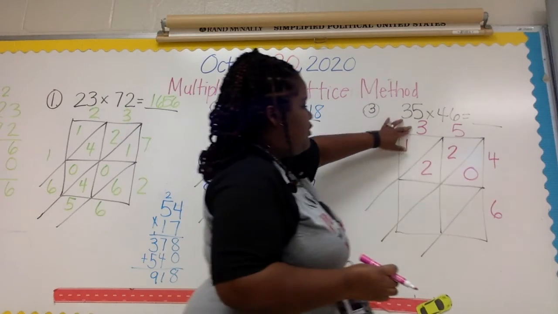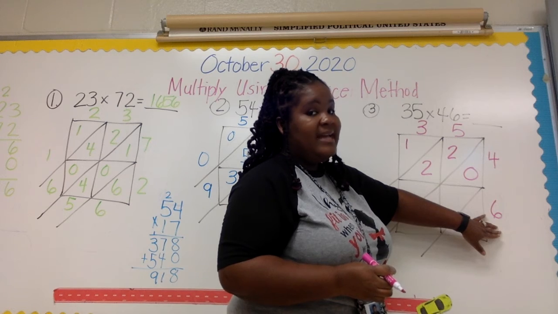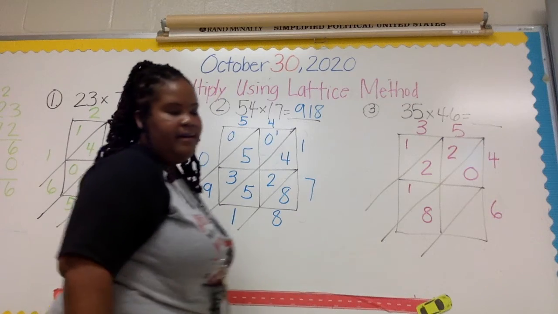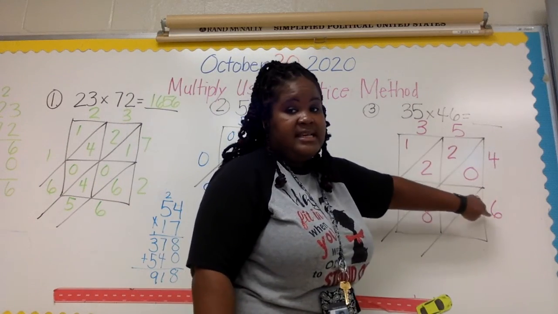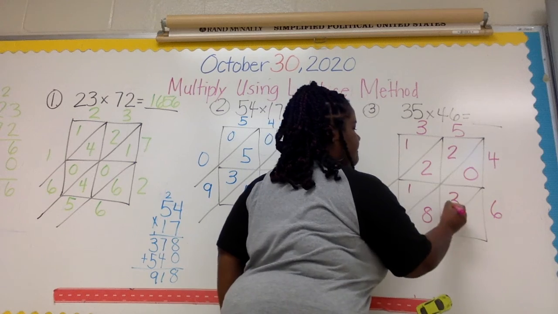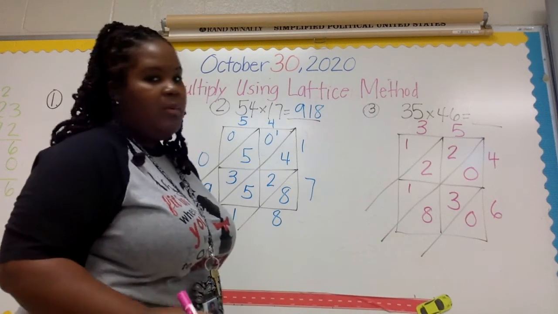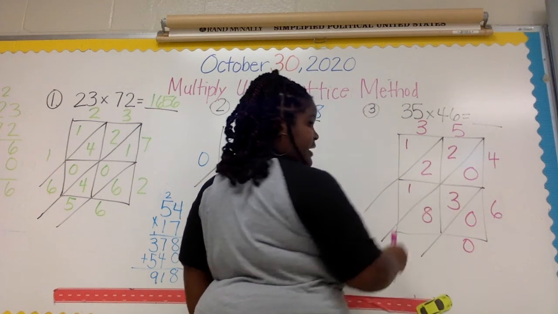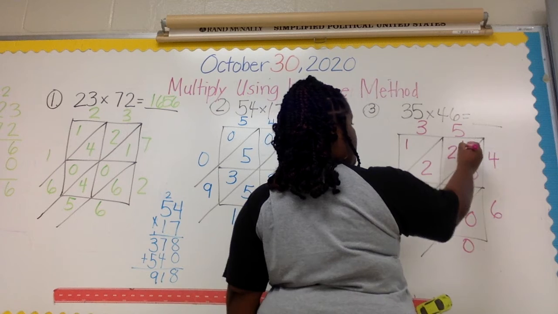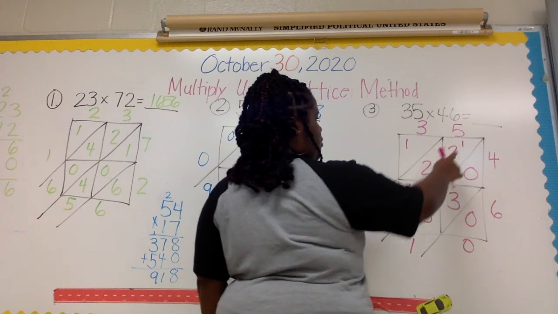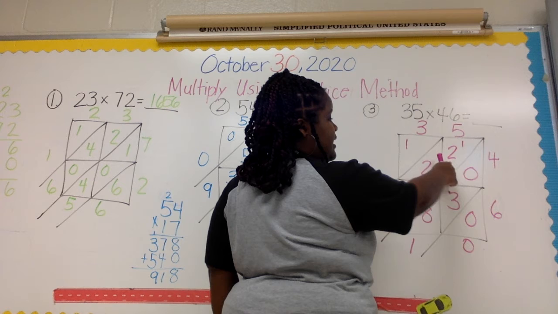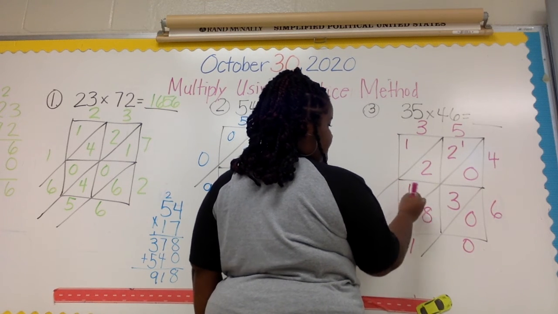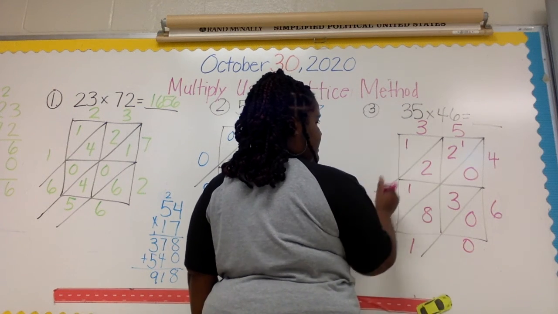Okay, so now 3 times 6 is 18. 1 and 8. And then we have 5 times 6 is 30. Okay? So now we're going to add. So we're going to get 0. 8 plus 3 is 11. Going to carry 1 there. Bring a 1 here. 1 plus 2 is 3. Plus 2 is 5. Plus 1 is 6. Okay? And then 1 plus nothing is just 1.